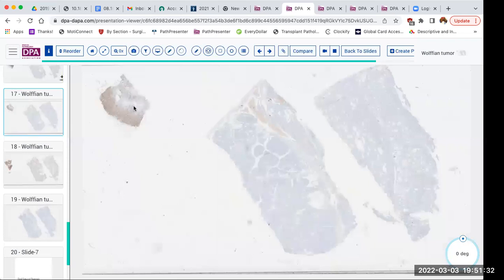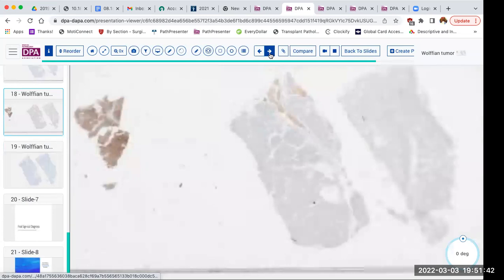One more stain here. This is GATA3, ruling out breast cancer. You can see that that's negative. And what's this marker here? Let's see what we're getting here.